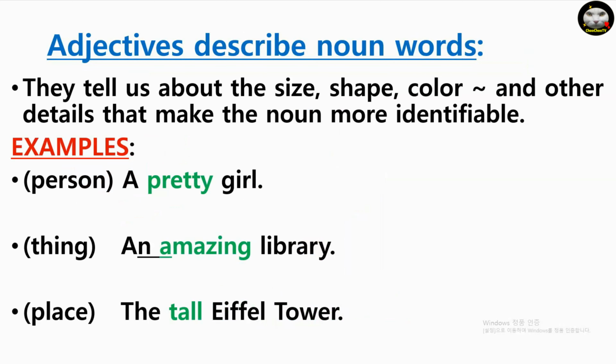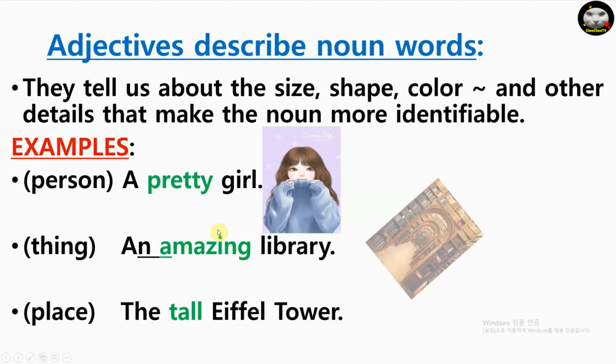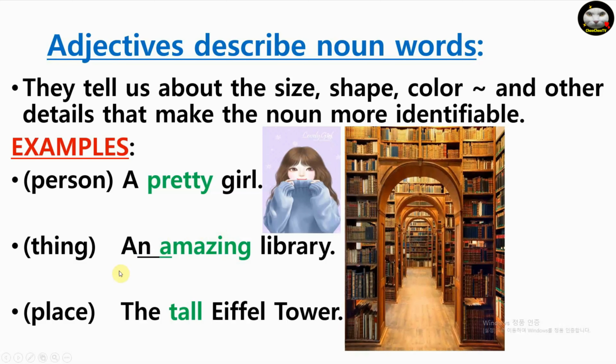Adjectives describe noun words. They tell us about the size, shape, color, and other details that make the noun more identifiable. For example, if your noun is a person, we can say, a pretty girl. If your noun is a thing, you can say, an amazing library. And if the noun is a place, the tall Eiffel Tower.